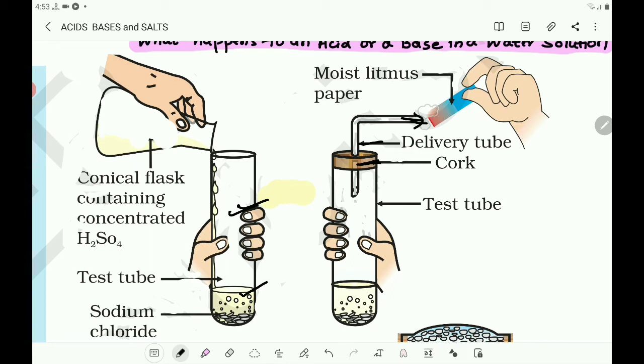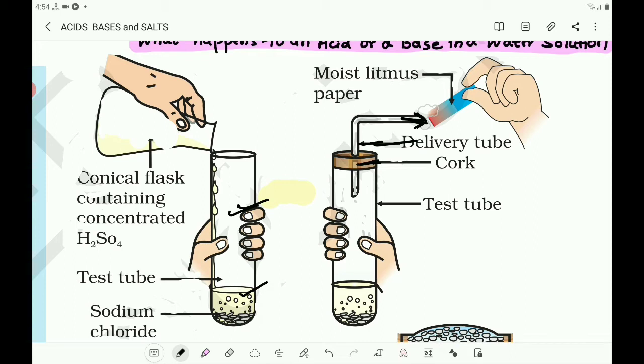Concentrated H2SO4 reacts with NaCl to form HCl gas. The HCl gas starts coming out of the open end of the glass tube. Here through the glass tube HCl comes out. Then you take a litmus paper, hold a dry litmus paper in HCl.